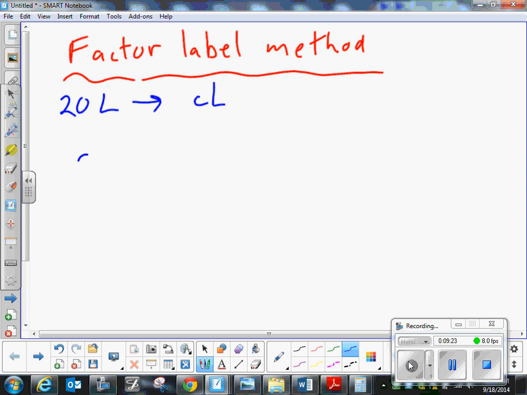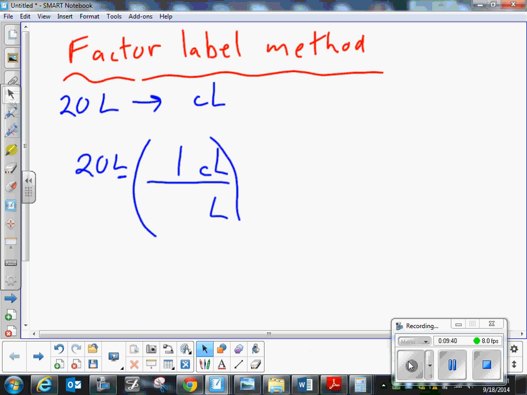Okay, so step 1, you start with 20 liters. You go to your first factor, and you realize that you have to get liters on bottom, so factors that out. And centiliters then is going to be on top here. Okay, so the question is 1 centiliter is how many liters?